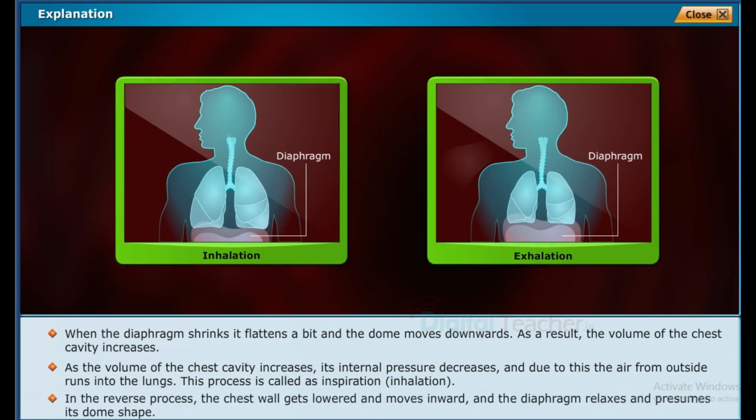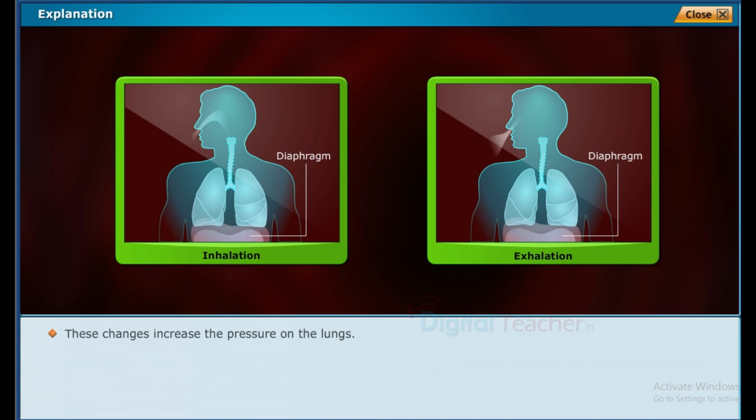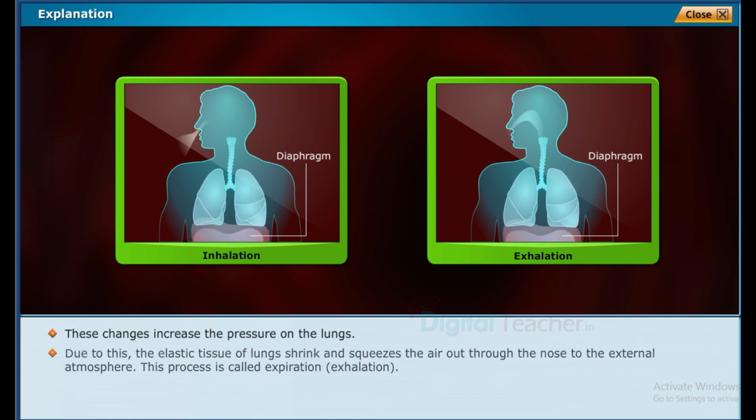In the reverse process, the chest wall gets lowered and moves inward, and the diaphragm relaxes and resumes its dome shape. These changes increase the pressure on the lungs. Due to this, the elastic tissue of the lungs shrinks and squeezes the air out through the nose to the external atmosphere. This process is called expiration or exhalation.